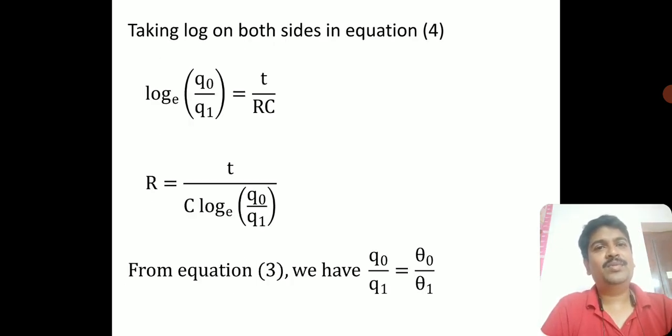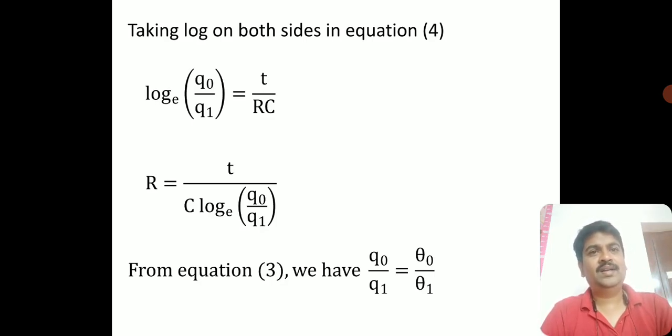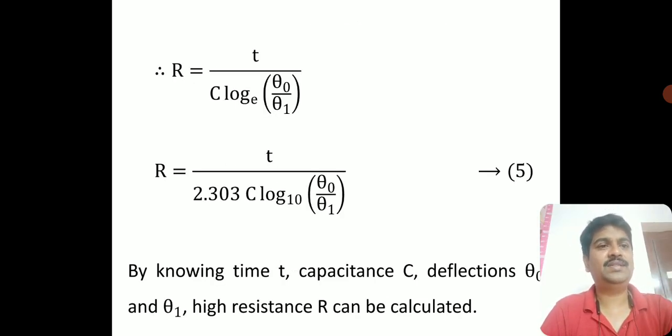Now taking log on both sides, log of Q0 by Q1 equals T by RC. I need R here, so R is equal to T by C log of Q0 by Q1. Now from equation 3, what I get is Q0 by Q1 as theta naught by theta 1. You substitute that here. So our equation of R becomes T by C log of theta naught by theta 1. This is a natural logarithm, but you need to convert this to base 10 by multiplying with 2.303.